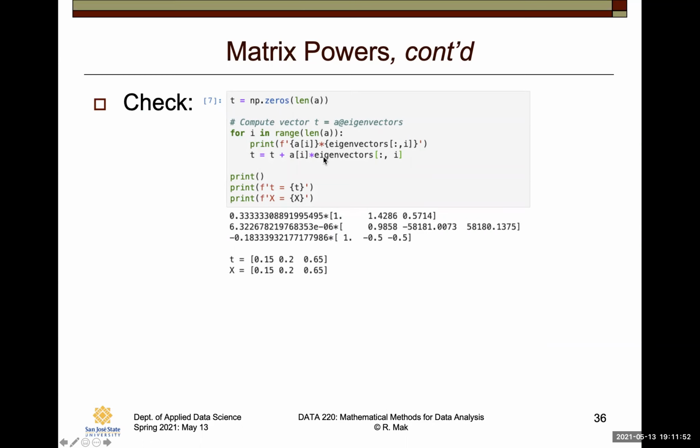This is just a check to make sure. Here we're calculating T, which is the coefficients times the eigenvectors. So here I am doing the calculations, and sure enough, they match. That tells us that we did indeed generate the linear combination of the eigenvectors. All right, so great. Now what?